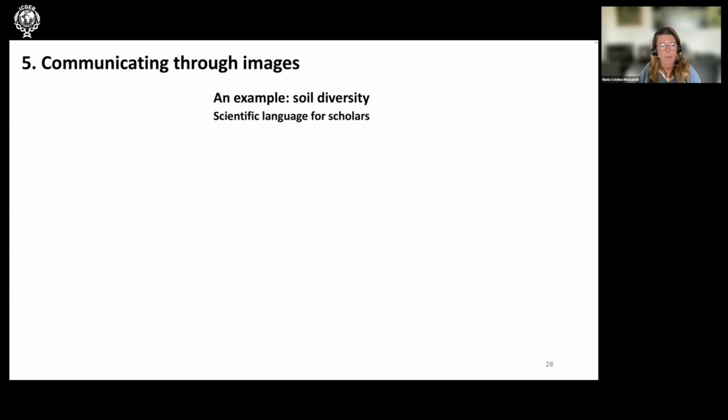We tried an experiment with my colleague Sara Marinari in a poster that we presented some months ago at the centennial of the International Union of Soil Sciences held in Florence in May. We wanted to show how differently the information on soil diversity, on pedodiversity, can be conveyed if we use the scientific language for scholars or if we use visual language.